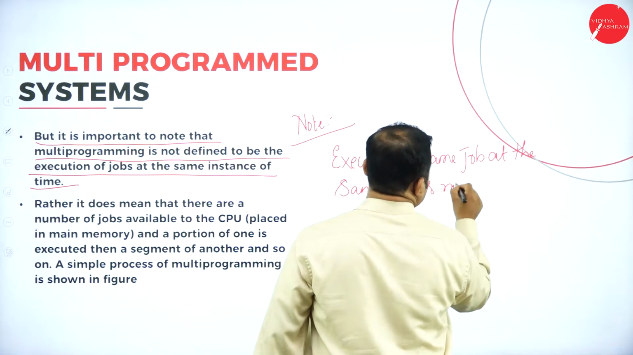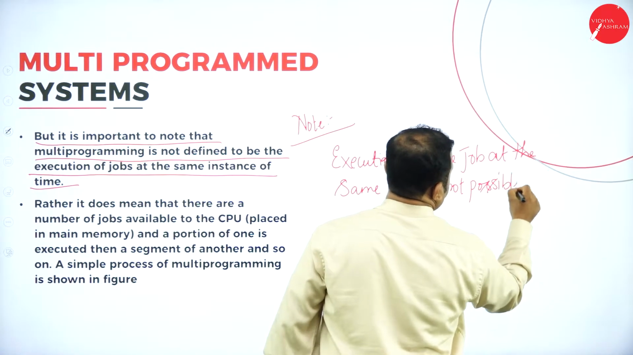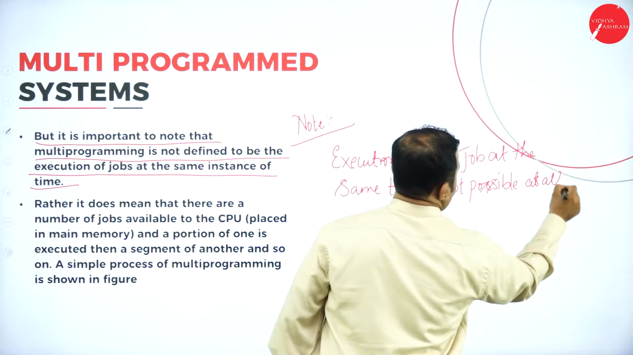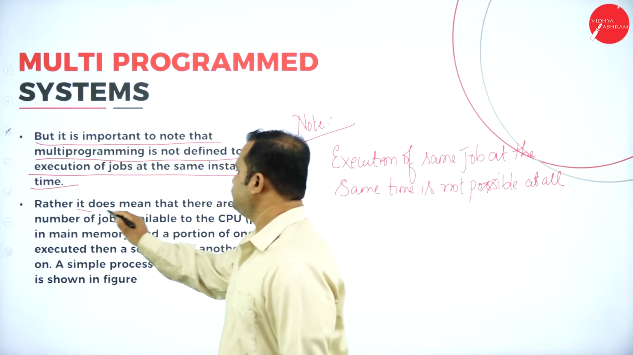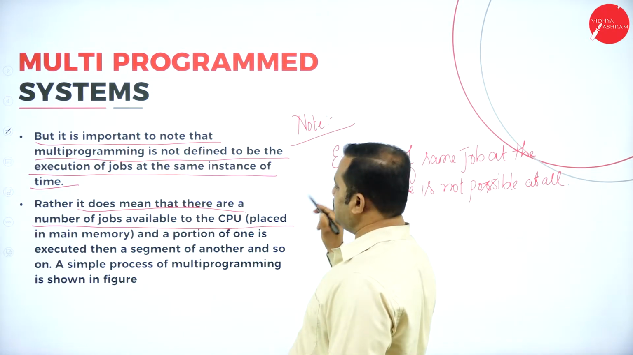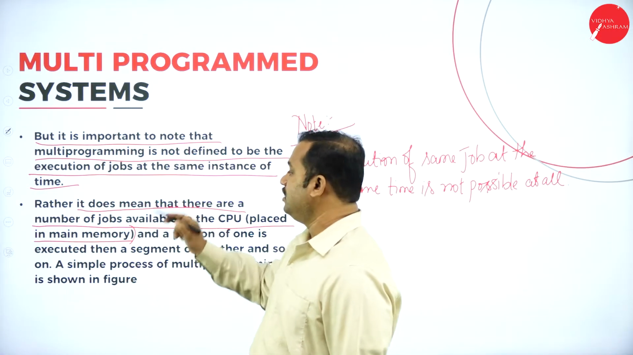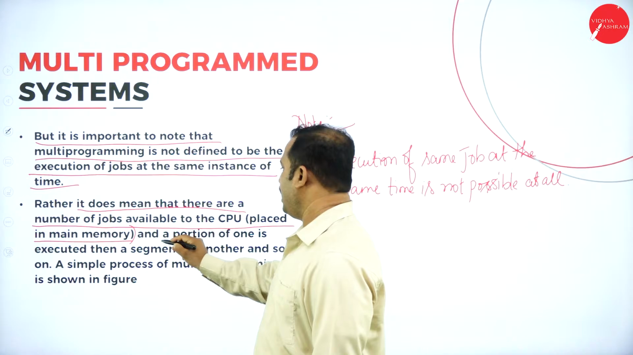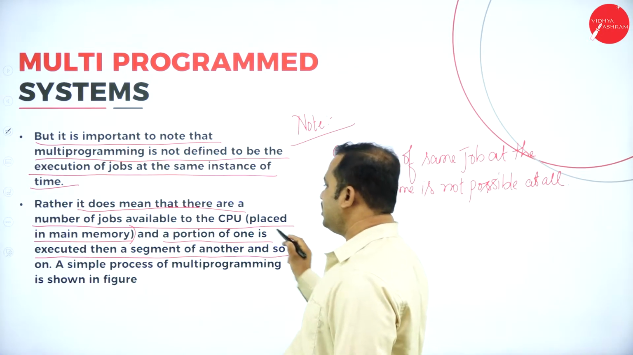Is not possible at all. Rather, it does mean that there are a number of jobs available to the CPU placed in main memory, a number of jobs available in the main memory already. A portion of one is executed, then a segment of another, and so on.